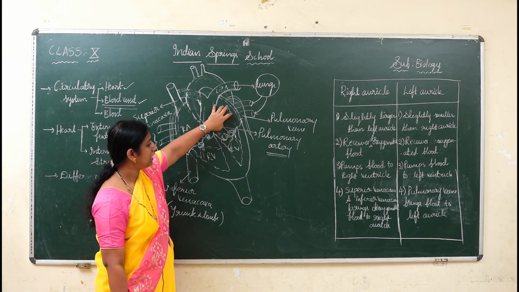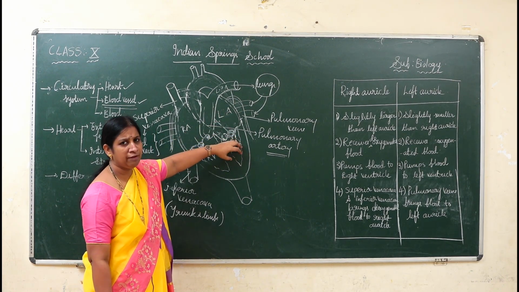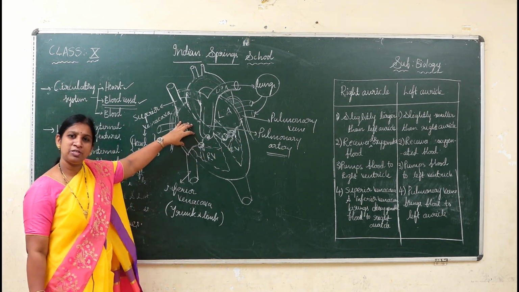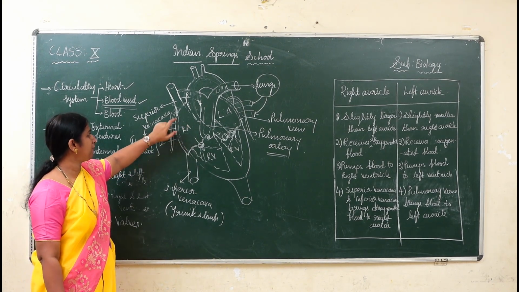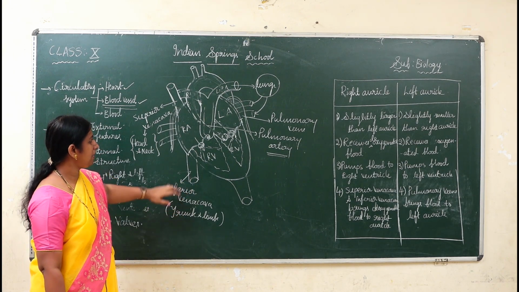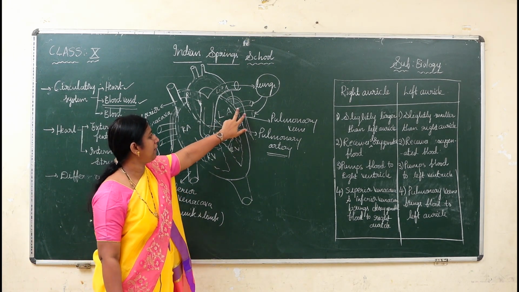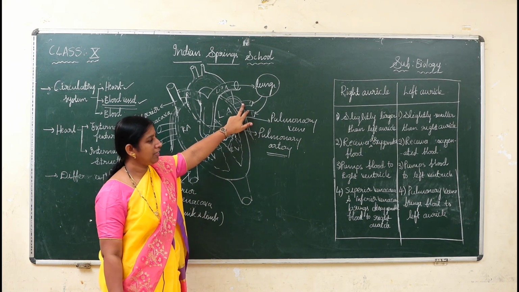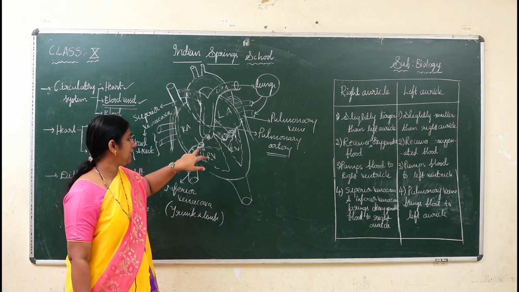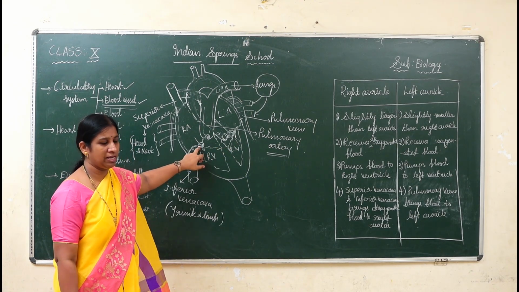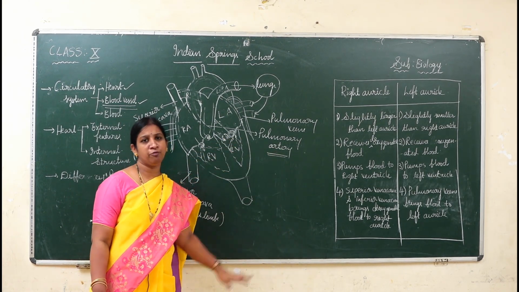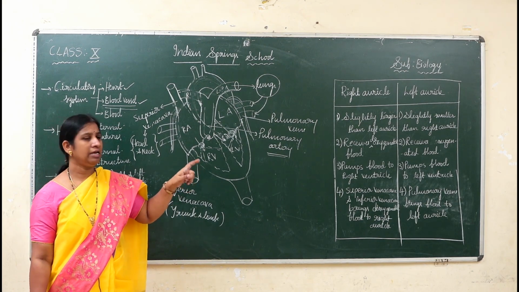In the same manner, left auricle pumps blood into left ventricle. The next one: how does the right auricle receive blood, children? Right auricle receives blood from the superior vena cava and inferior vena cava. In the same manner, left auricle receives blood from the pulmonary veins. If you want, we can add one more point. On the right side, which valve is present? Tricuspid valve is present. On the left side, bicuspid valve is present. So these are the main differences between right auricle and left auricle.